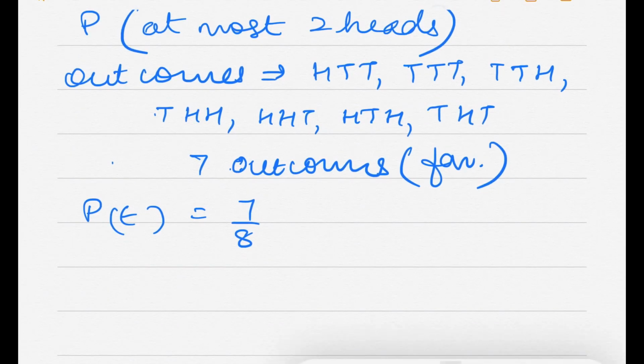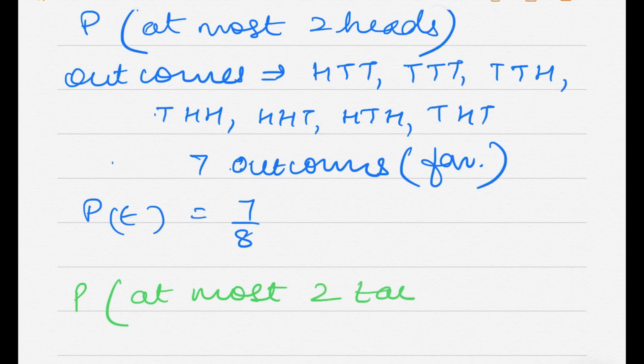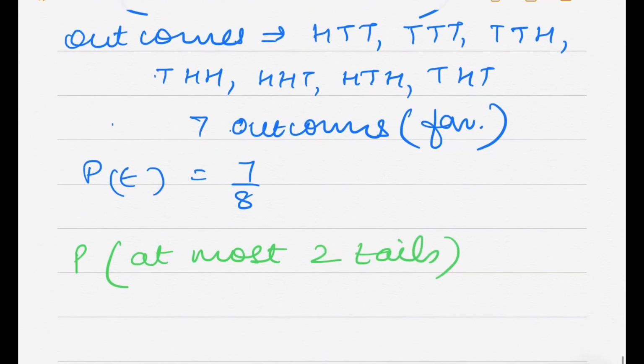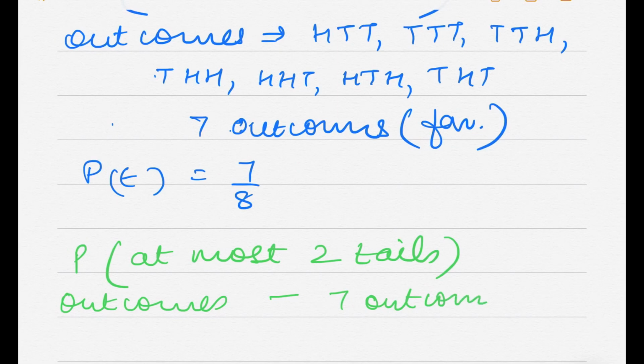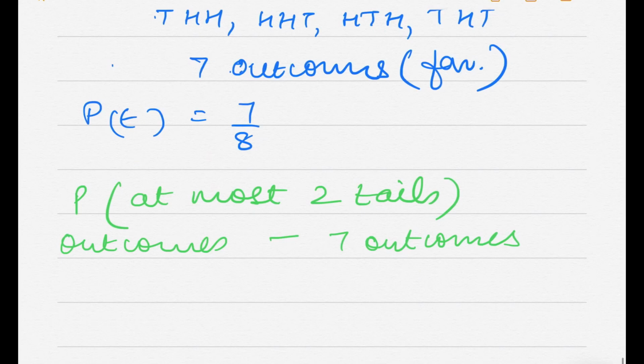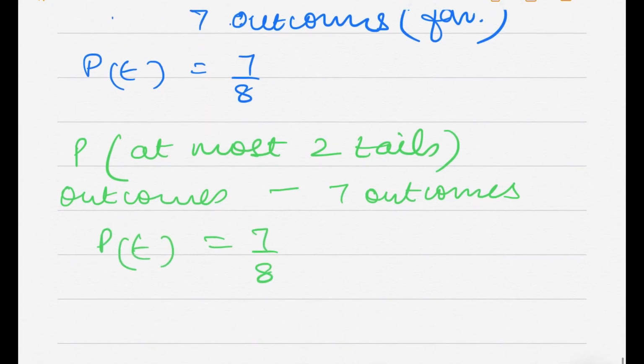Okay, I think two more we can do of different options. So now the probability of at most two tails. Okay, so at most two tails, what will be my outcomes here? So at most two tails, it won't have three tails, excepting that, all 7 outcomes will be there, my favorable outcomes. So except three tails, all 7 outcomes. Okay, so the probability of this event will also be equal to 7 by 8.